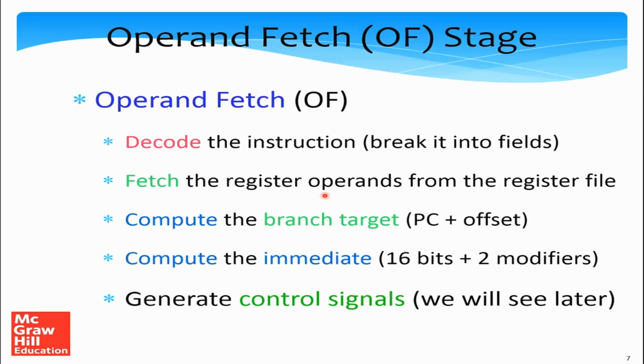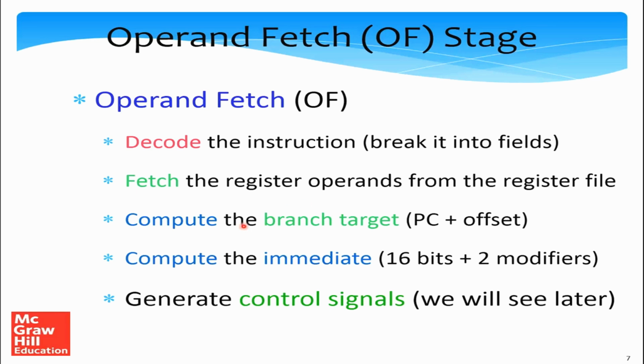So what we shall do here in the OF stage is several things. First is decode, fetch the operands from the register file, compute the branch target, which is essentially the address of the instruction after the branch. In this case, we add the offset to the program counter. We also in this stage compute the immediates. The immediate, mind you, in simple RISC is 16 bits plus 2 modifiers. So it's an 18-bit immediate in that sense.